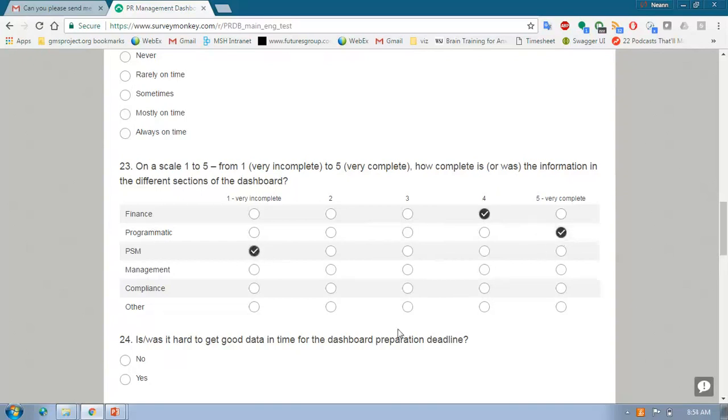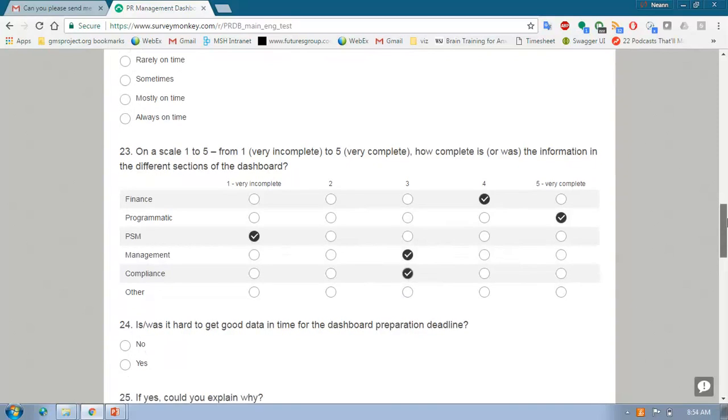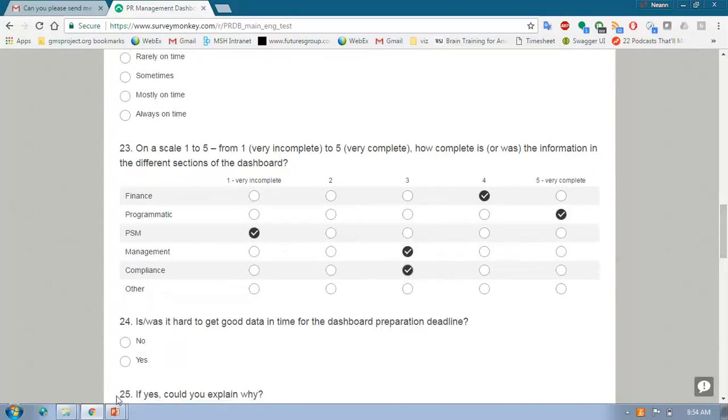So this question has multiple levels. You'll have to spend some time on it, walk them slowly, and ask them to think about the dashboards that they've been producing. They might not all be aware of the different sections. They might have forgotten what the different sections mean. For instance, compliance, management. What's the difference between the management and the compliance indicators?